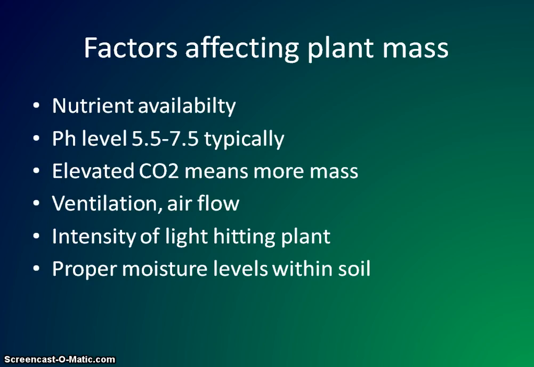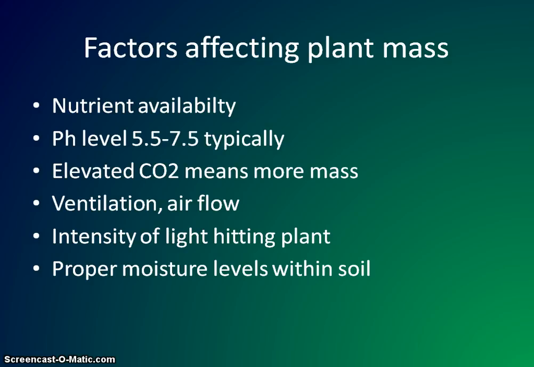Now there's a couple of factors affecting the plant mass. Nutrient availability, pH level. Within soil, it should be around, now all soil is going to be acidic, but it should be around 7. And for hydroponic situations, you're looking at a pH level of about 6, which is acidic. And the pH level has a huge impact on the plant mass because if the pH level isn't right, the plant won't be able to take in its nutrients, and that has a huge impact on the plant mass.